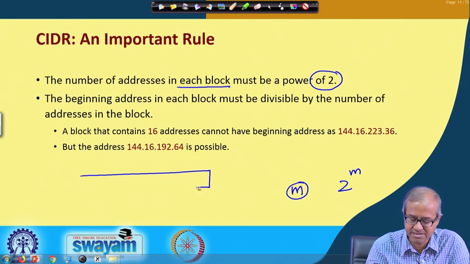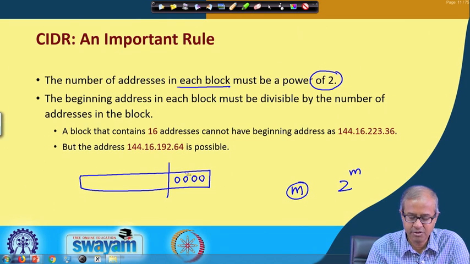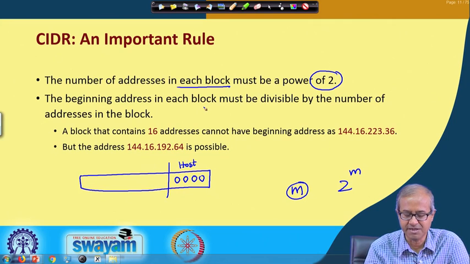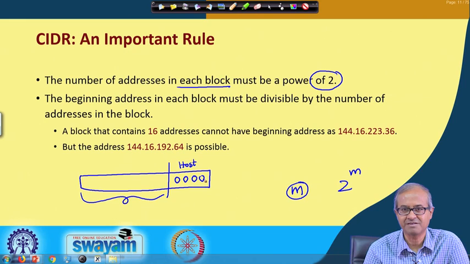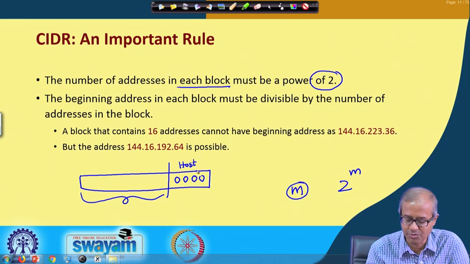Now, the beginning address in each block must be divisible by the number of addresses in this block. See, the idea is like this. Let us take an example. Suppose the first few bits are the address, let us say last 4 bits are my host. So, there can be 16 hosts, 4 bits. What it says, the beginning address in each block must be divisible by 16. See, any address where the last 4 bits are 0 will obviously be divisible by 16, because you look at the weight 2 to the power 0, 1, 2, 3, and the next bit position the weight is 2 to the power 4, 16. So, it is clearly divisible by 16 because this is all 0.